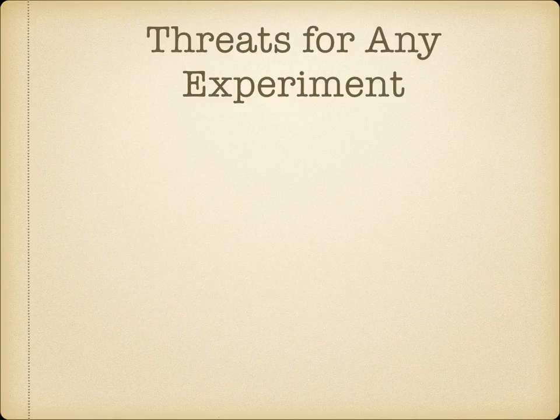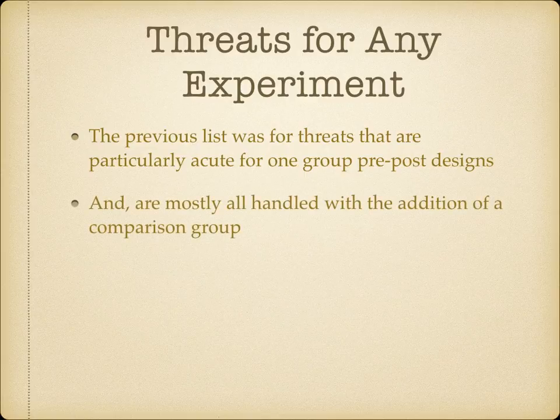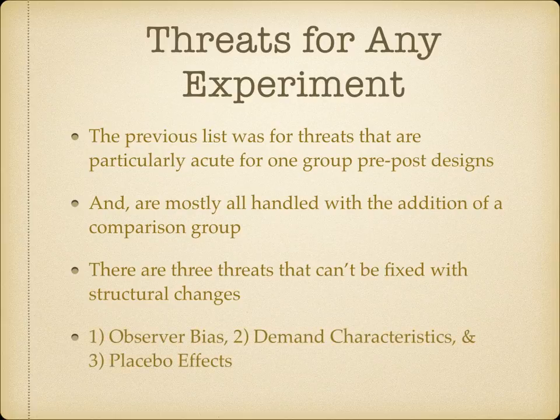There are also a few threats that can occur for any experiment that you might do. Those were the ones we were talking about previously, or they're particularly acute when you have the one group pre-test, post-test design. But most are handled with the addition of a comparison group in those cases. But there are three additional threats that can't be fixed with these kinds of structural changes: the observer bias, demand characteristics, and placebo effects. They require some special consideration and some special training and some special management.